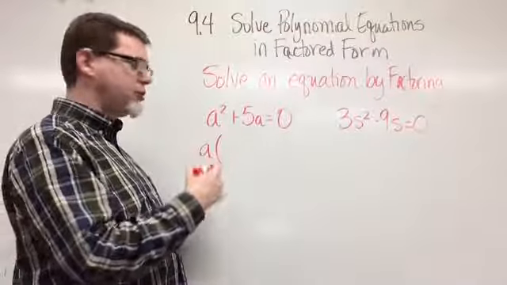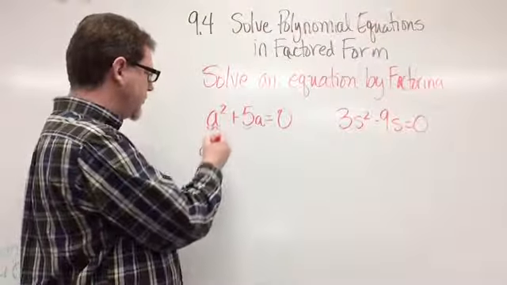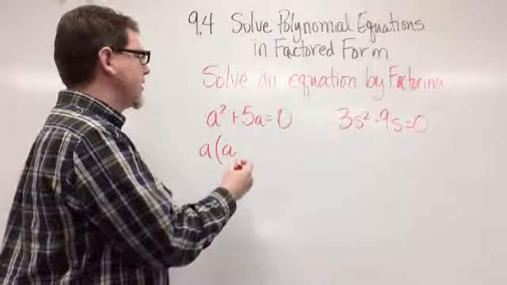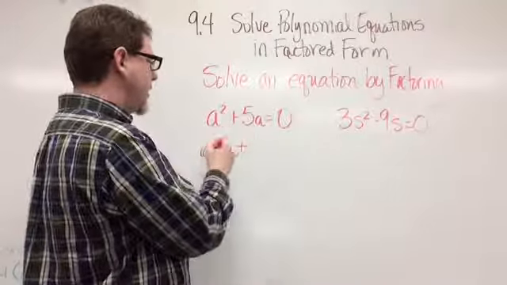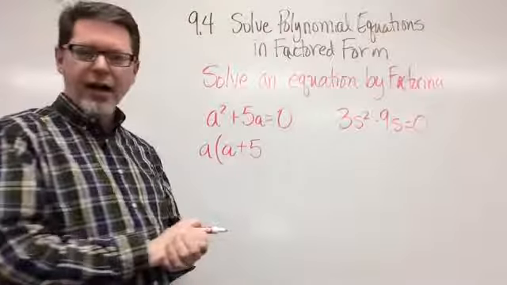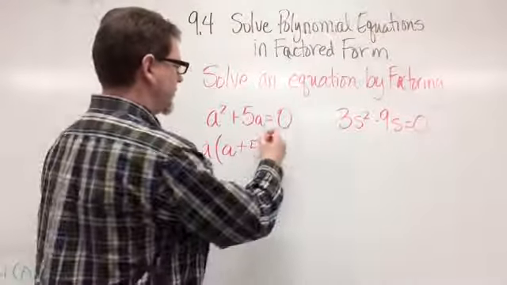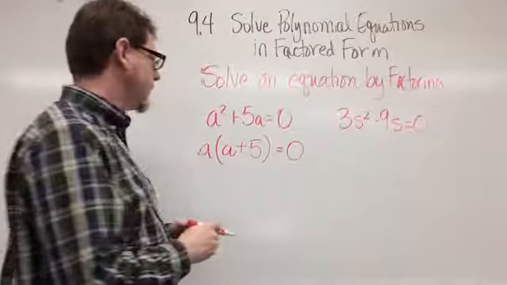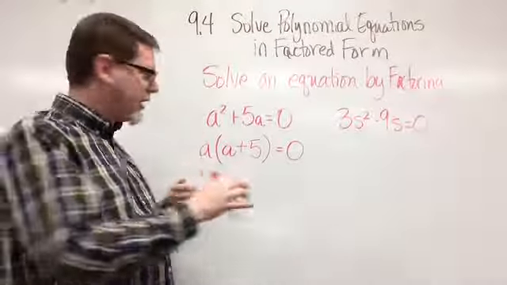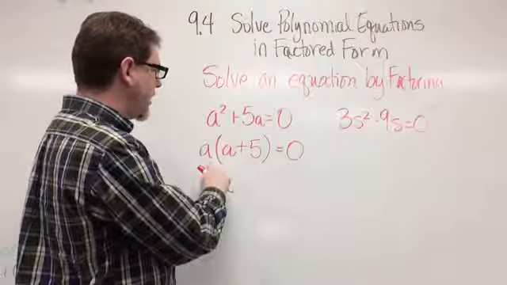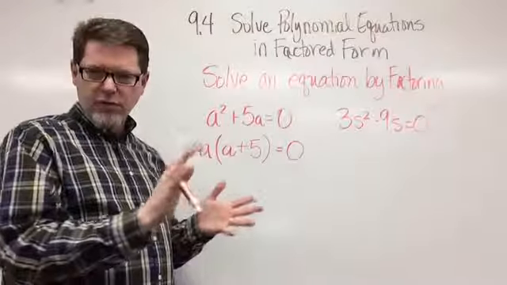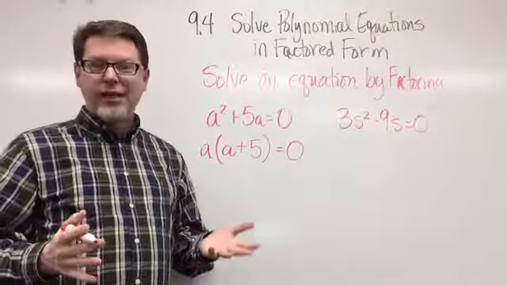And now I divide each term by a. A squared divided by a is a, and 5a divided by a is simply 5, because the a's cancel out and I'm left with 5. And we know that that equals 0. Okay? So if I just went back to check, a times a is a squared, and a times positive 5 is positive 5a. So we're good. But now I've got to figure out what does a equal.